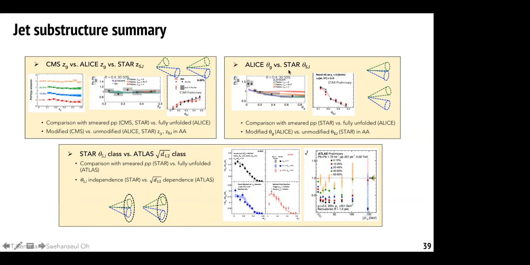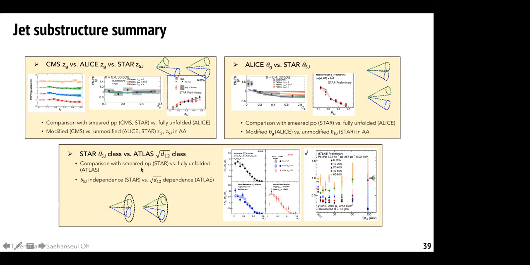Also, let's compare ALICE theta G and STAR theta SJ. They are just comparing this narrower or wider entity to quantify narrowness or wideness. In ALICE, they are fully unfolded, and in STAR, it's compared with the smeared PP. In ALICE, theta G looks modified in heavy ion collisions, but in STAR, theta SJ is not modified in heavy ion collisions. Oh, they are also not consistent. That may be your impression.